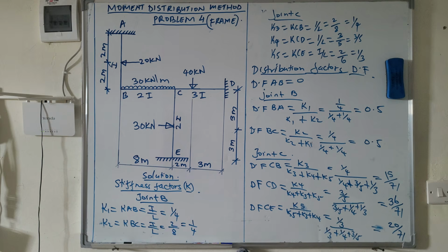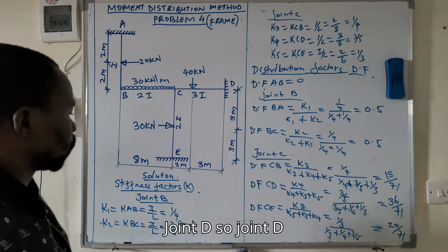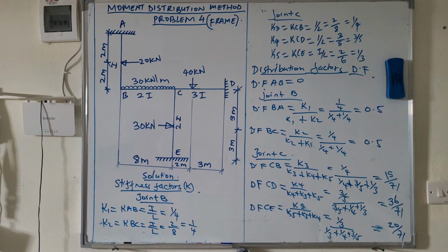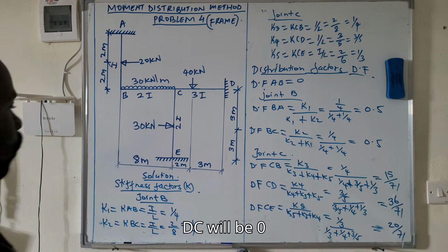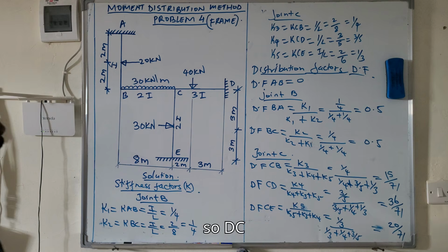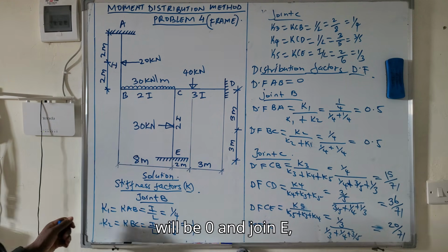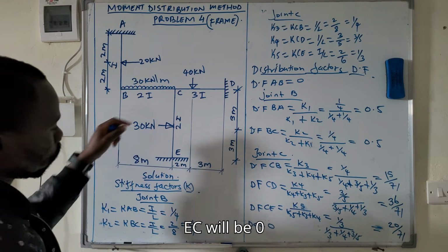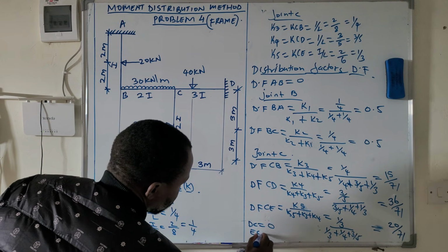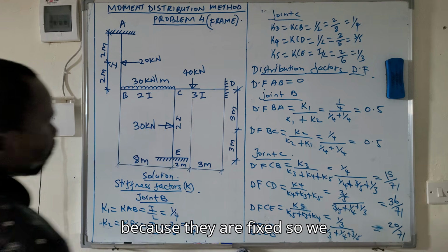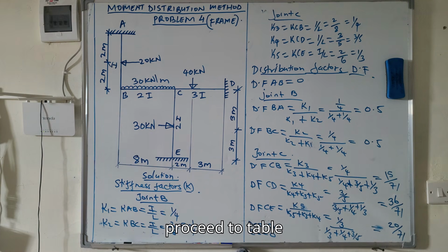We proceed to joint D. Joint D, DC will be 0, and joint E, EC will be 0, because they are fixed. So we proceed to the table.